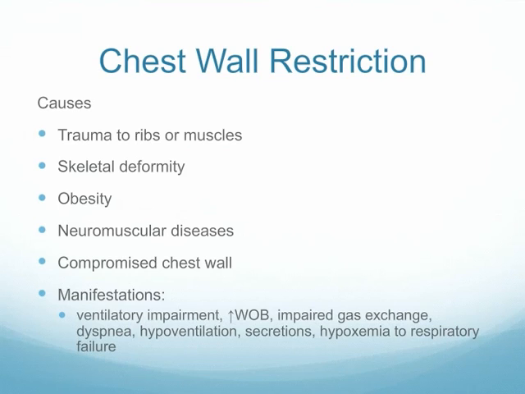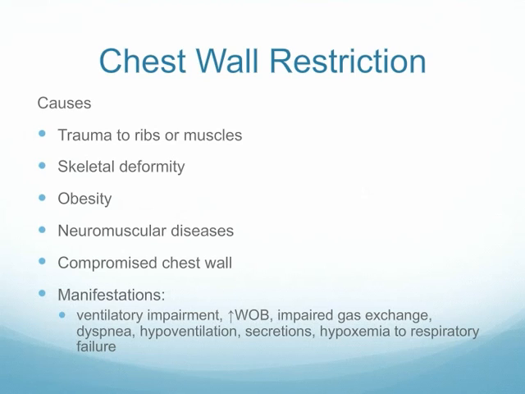Along the same lines, if the chest wall is restricted in any way, that can also lead to the patient having problems moving air in and out, which could lead to hypoxemia and hypercapnia. Some of the causes for a patient having chest wall restriction include trauma to the ribs, to the muscles, a skeletal deformity. You know, when you have patients who have that barrel chest from COPD, they have a skeletal deformity of their chest wall, and that can lead to having some chest wall restrictions. Obesity and neuromuscular diseases, compromised chest wall, maybe the patient's got a flail chest or some other condition going on.